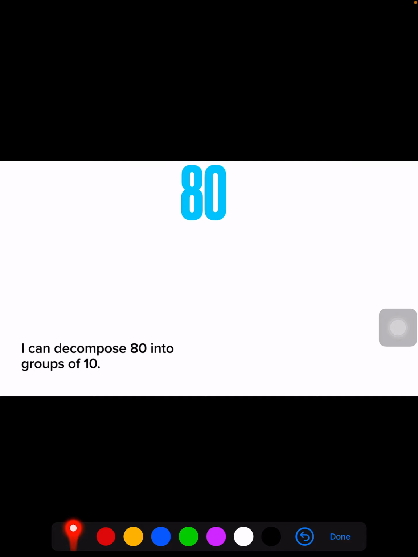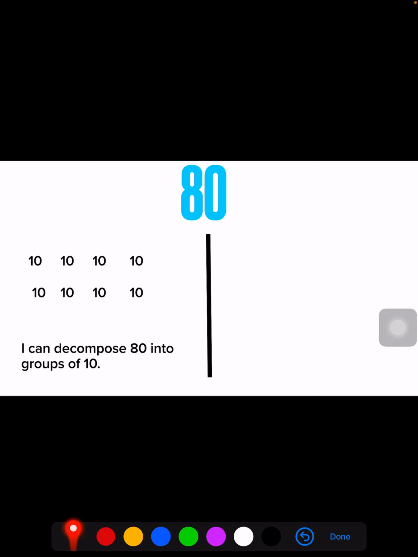Watch this. 10, 20, 30, 40, 50, 60, 70, 80. So now I have groups of 10, but it still equals 80. It's the same amount. It's just broken up. I can also do it in another way.